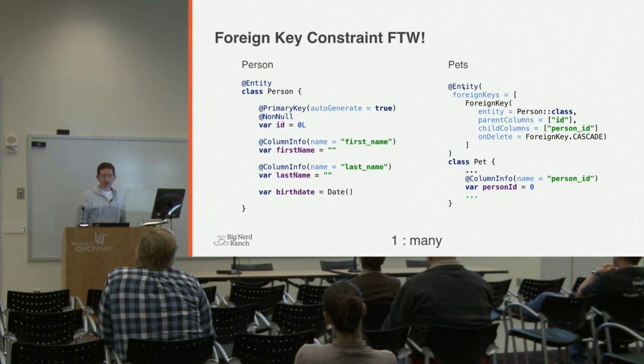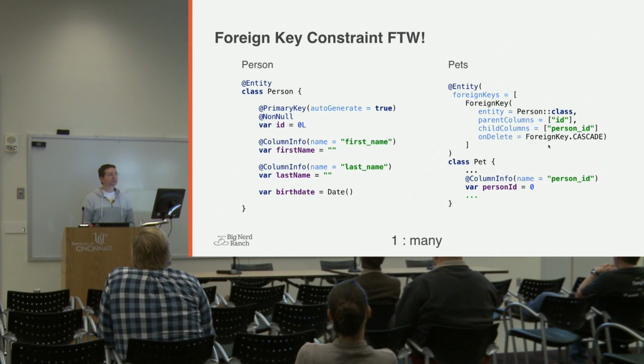Inside of your entity tag, there's a foreign keys value you can set, and that's just an array of foreign keys. You set the entity on that foreign key to the entity that you're pointing up to, like your parent, and then the parent column, which in this case would just be ID, and for this specific example, the child column would be this person ID. Then you define what happens when, say, it's deleted. I'm not showing on update, but you also have that available too. Questions about how that's defined or why we need it?